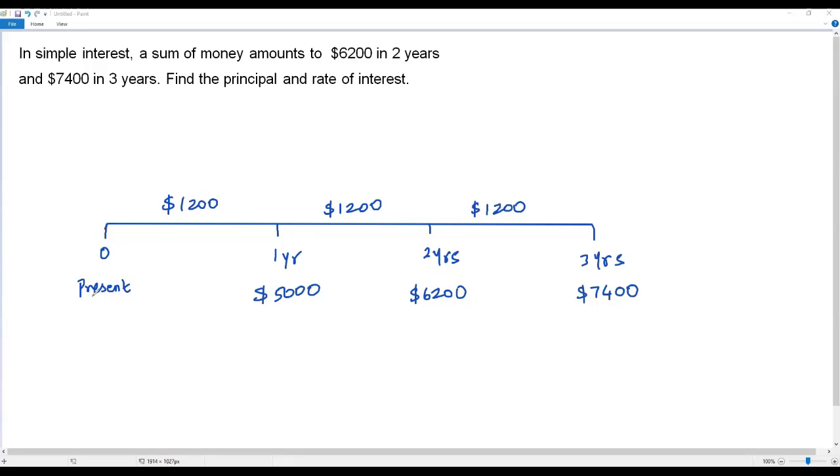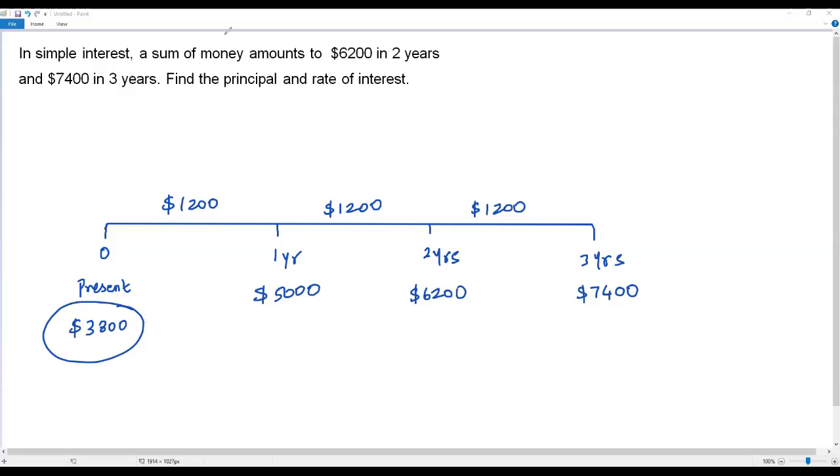Then what is the initial value of the deposit, that is, the principal? For that, we have to subtract the interest earned in the first year from the balance at the end of the first year. When I subtract this $1,200 from this $5,000, I get $3,800. So the initial balance is $3,800, and this is the principal. According to the question, we have to find the principal and rate of interest. I got the principal: the principal is $3,800.